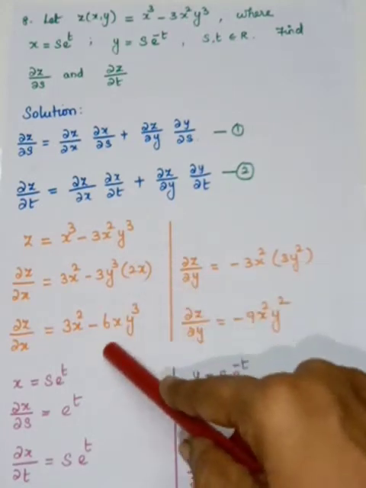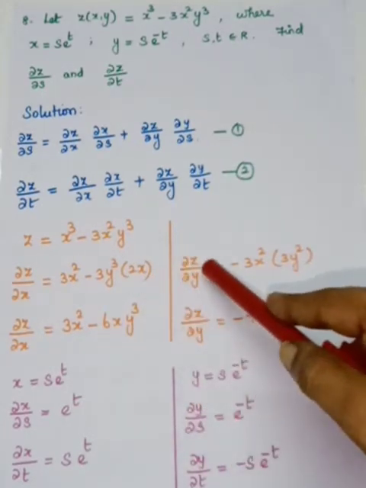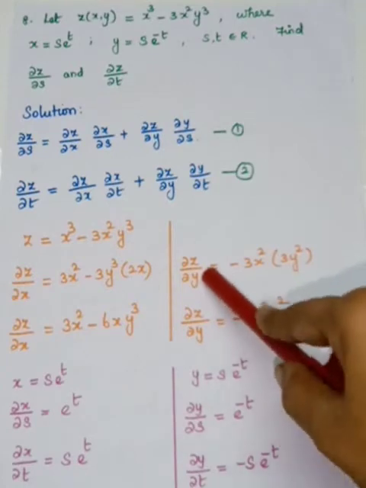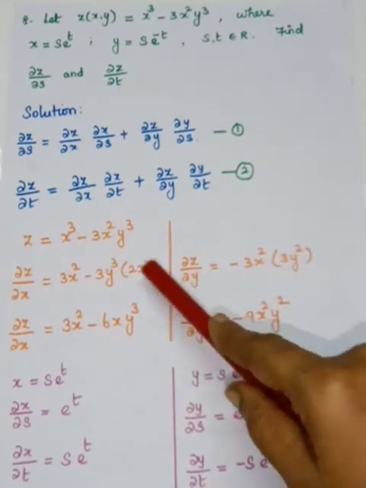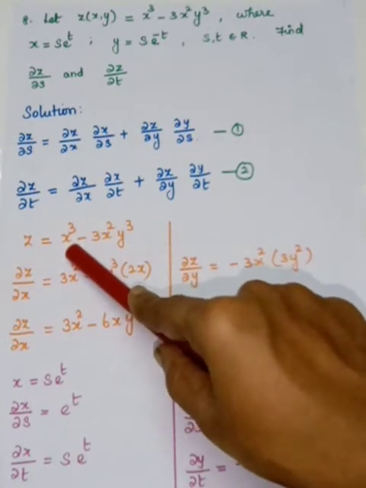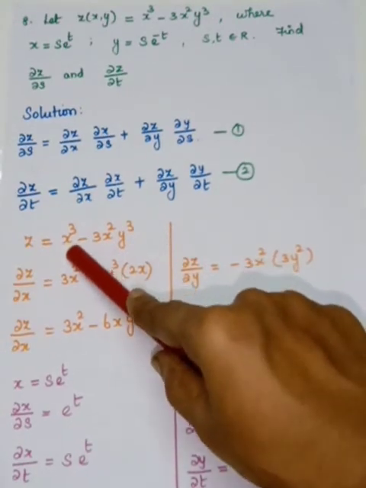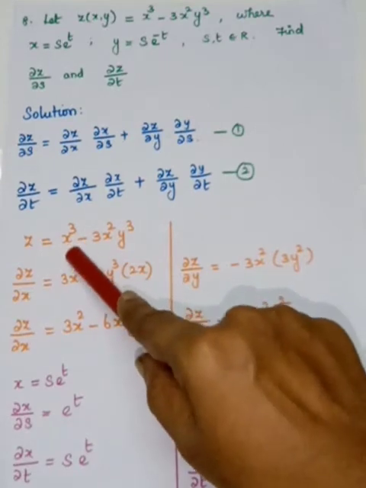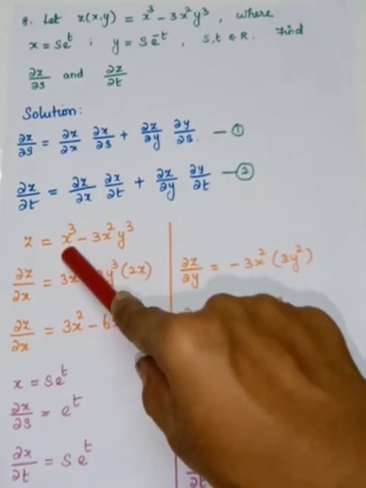Okay, so when you arrange, you will get this. So now we are going for the partial differentiation with respect to y. Look at the first term. It is x cube. Partial differentiation with respect to y means this is a constant, so its differentiation is 0.